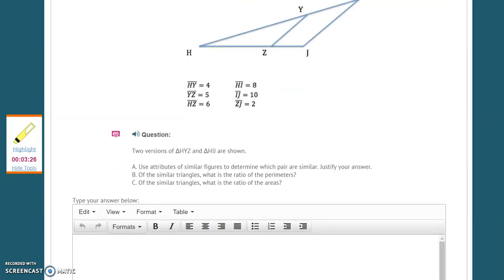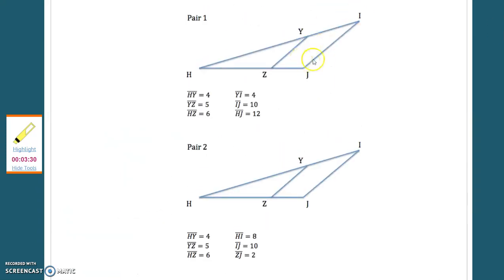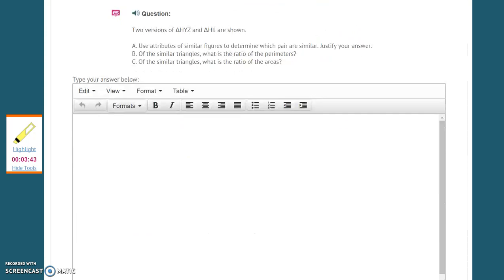Use attributes of similar triangles to determine which pair are similar. Now, they're not saying, is this similar to this? They're saying, which pair, this triangle and this triangle, or this little triangle and this triangle? Which of those pairs is similar? Justify your answer. Part B is, of the similar triangles, what is the ratio of perimeters? And then part C is, of the similar triangles, what are the ratio of areas?